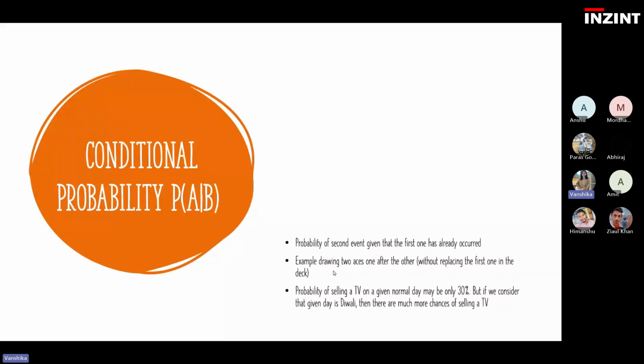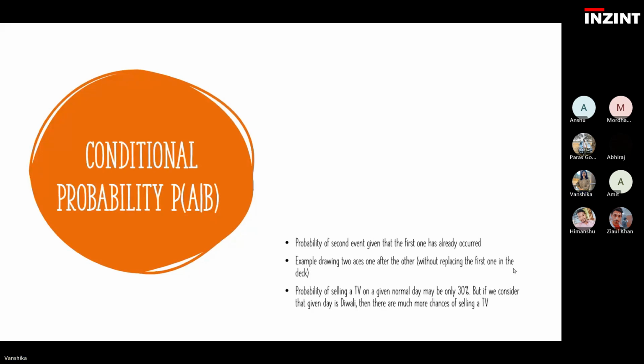Example के लिए हम बोल सकते हैं drawing two aces one after the other without replacing the first one in the deck. अगर मैंने अपना पहला कार्ड निकाला, like I said कि I drew an ace first, what are the chances of getting a face card? But if I put that ace back into the deck of cards, now is the probability affected? Is the chance of getting a face card still depending upon getting the ace? No, it is not, क्योंकि मैंने replacement कर दिया है.